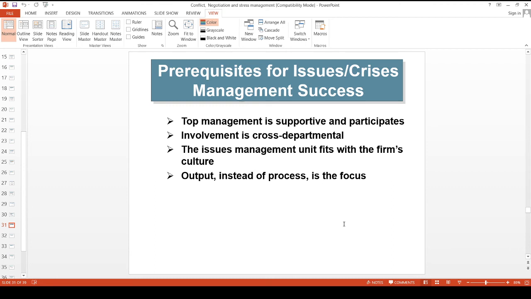Output instead of process is the focus. Now that is the main mistake which we usually make in resolving conflicts. We just focus on the process and we just ignore the outcome. That is not the right approach. We should focus on the output, and accordingly decide the supportive process. So our final focus should be on the output instead of the process and instead of the different people.